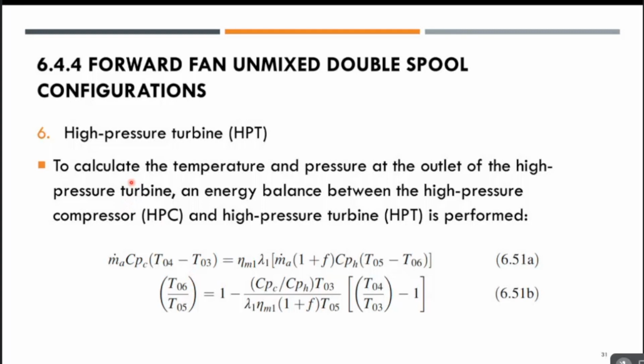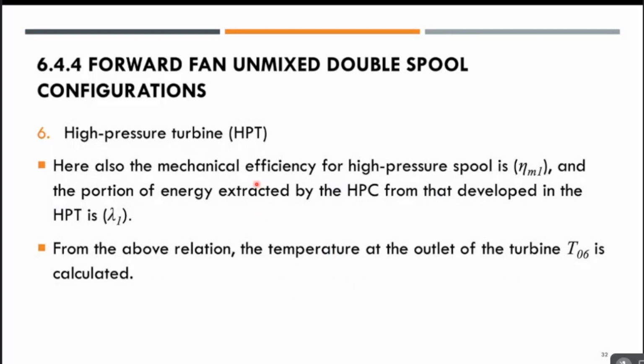We are now going into the high pressure turbine, HPT, to calculate the temperature and pressure at its outlet, and an energy balance between the high pressure compressor, HPC, and the high pressure turbine, HPT, is performed. So you can find it using expression 6.51A, and the ratio between T06 and T05 from this expression, 6.51B.